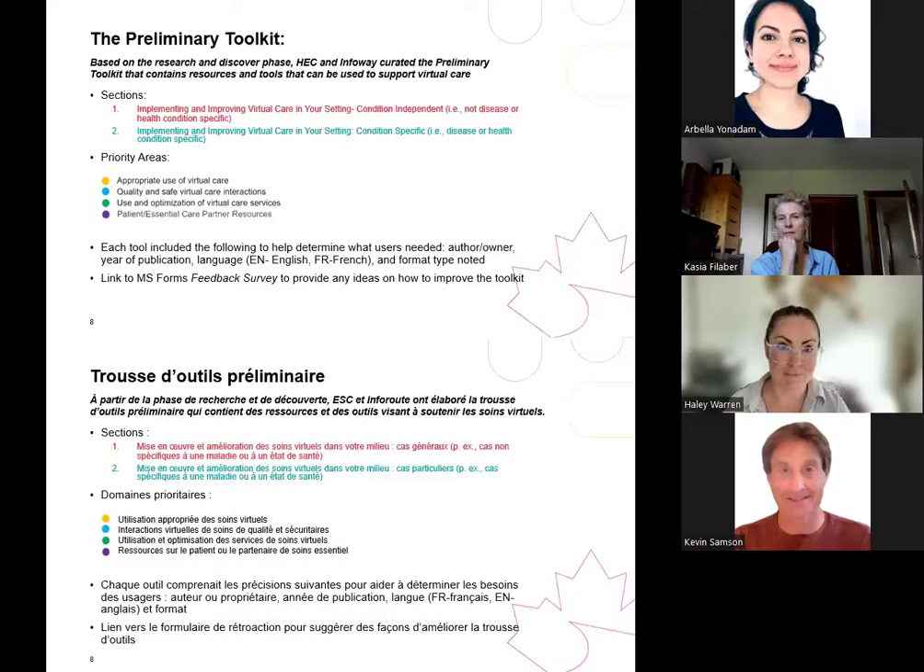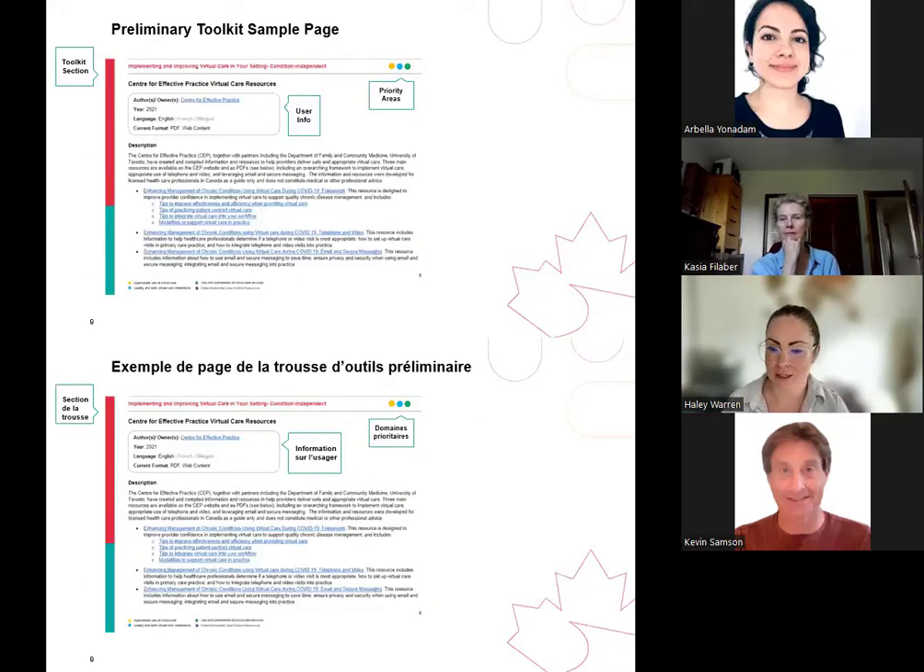So as mentioned, a major focus of the design collaborative was trialing what we called the preliminary clinician change toolkit. Based on some intensive initial research and discovery work that InfoWay and HEC did together, we created this version of the toolkit that contained resources and tools used to support virtual care across the priority areas identified that I mentioned earlier. So go to our next slide. Folks can see this as a bit of an example of how the resources were shared in the preliminary toolkit, which, as mentioned, was really a repository of resources that we were looking to iterate.